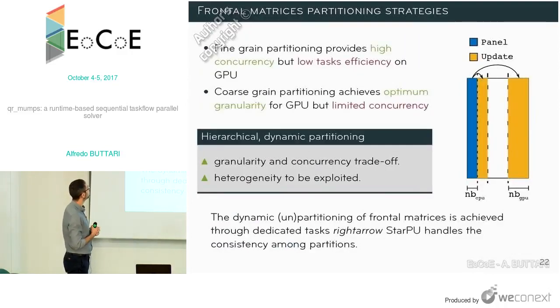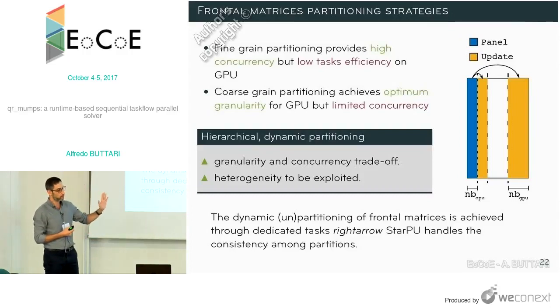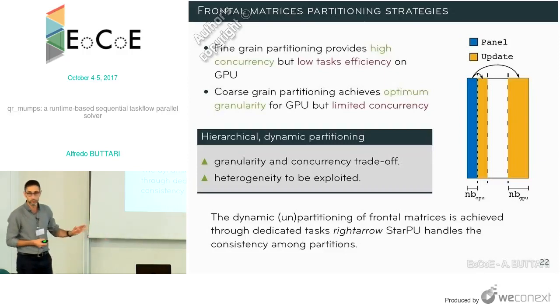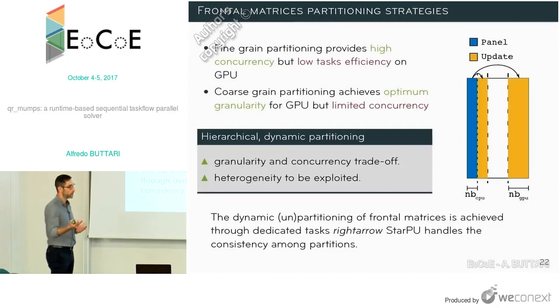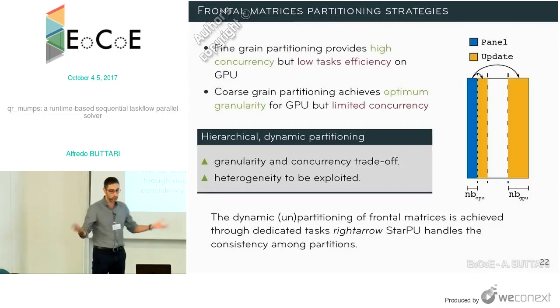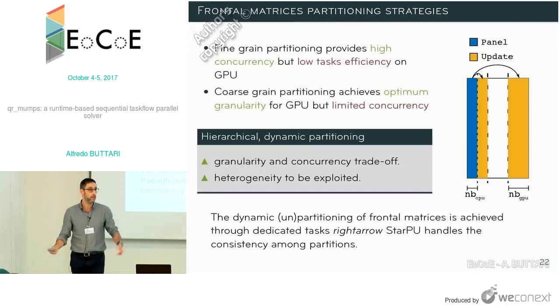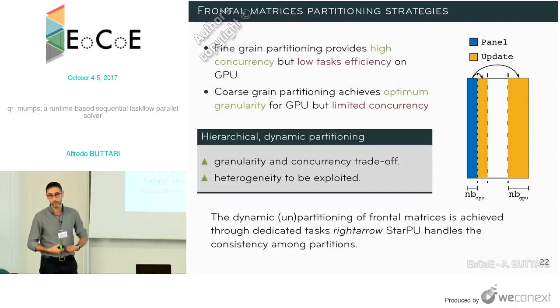Granularity. In the code that we have seen before, the frontal matrices were uniformly decomposed into small pieces. This is because we have many CPUs, and we want to feed all of them. This is not good for GPUs, because GPUs want big operations. The other way around, we could partition frontal matrices into large pieces. GPUs would be happy, but we would not have enough tasks to feed CPUs and GPUs. So this is not a good choice.